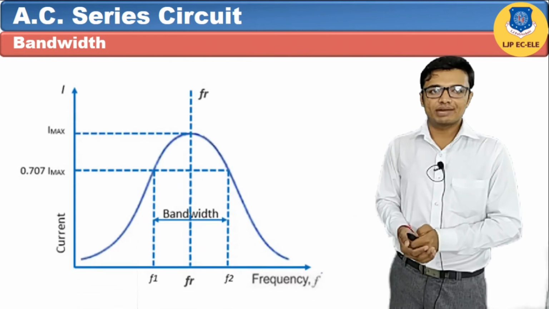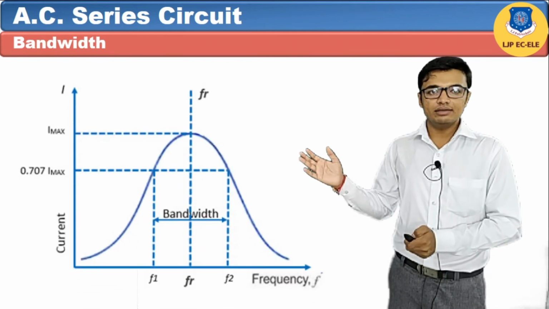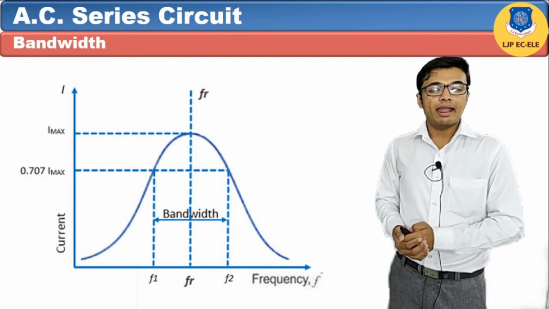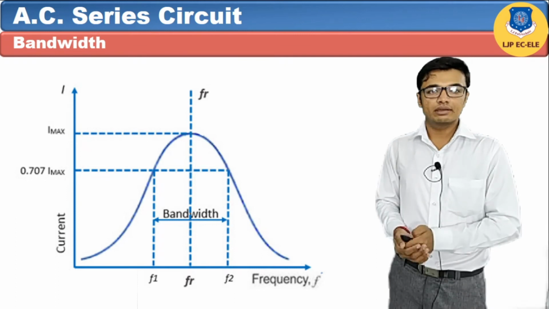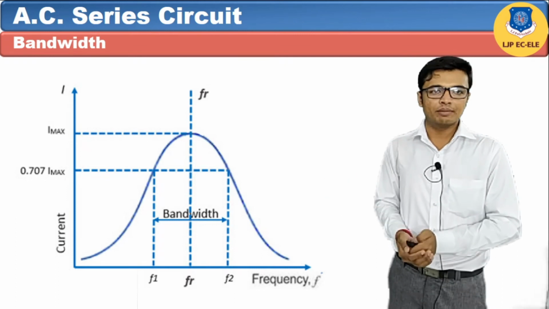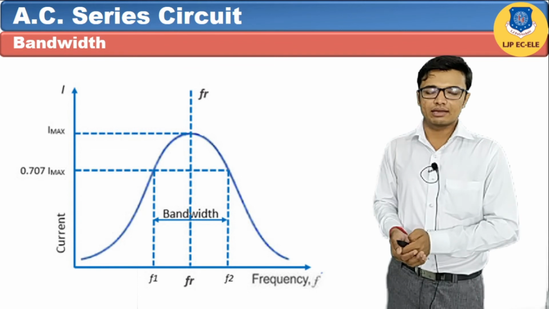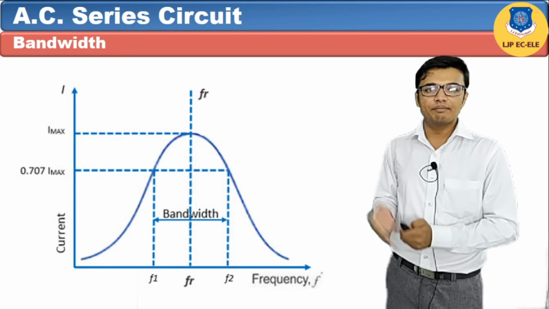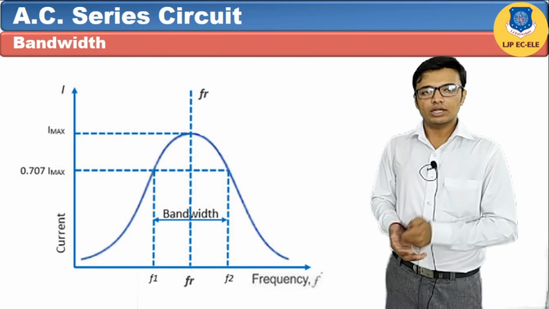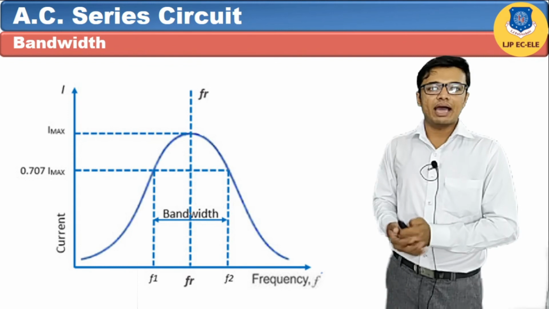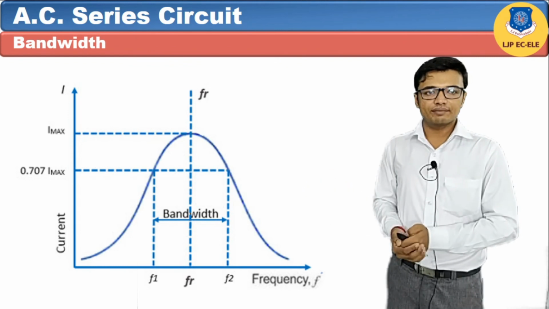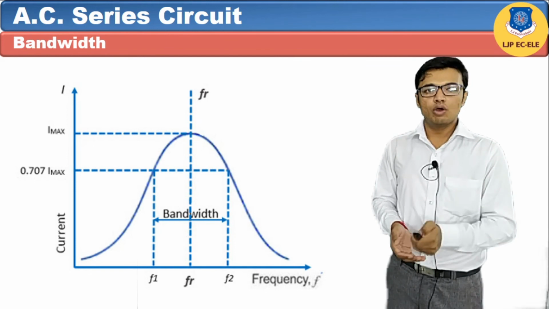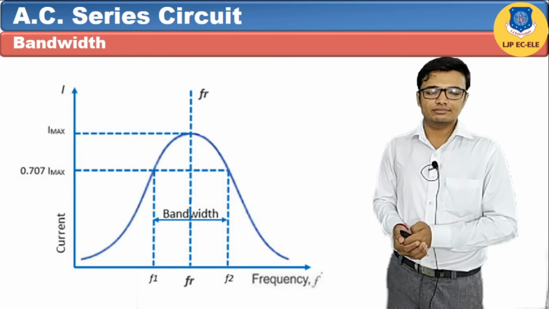Let's see the bandwidth of resonance circuit. Here you can see the graph of current versus frequency. During starting, circuit current will be minimum. At the time of resonance, circuit current will be maximum. And after the resonance, circuit current again will be minimum. So let's define the cutoff frequency first. The frequency at which circuit current becomes 70.7% of maximum current is called the cutoff frequency. So here F1 and F2 are cutoff frequencies. F1 is the upper cutoff frequency and F2 is the lower cutoff frequency. The difference of upper cutoff frequency and lower cutoff frequency is called the bandwidth.